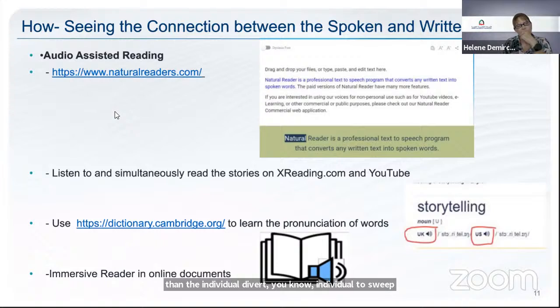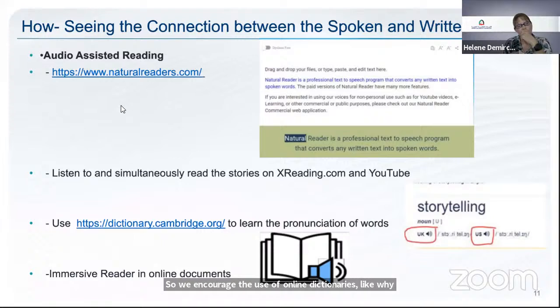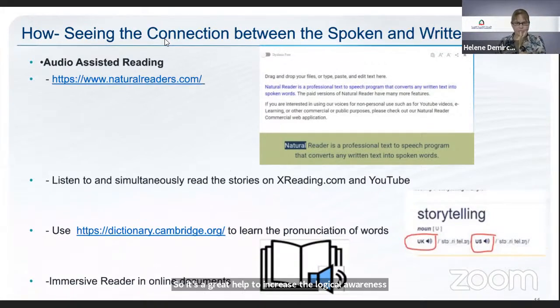discrete words. So we encourage the use of online dictionaries, likewise, to check pronunciation of words, and also immersive reader. So every time students have a text online, we encourage them to read and listen simultaneously, especially because English is a non-phonic language. So it's a great help to increase phonological awareness. So next slide, please, Helen.